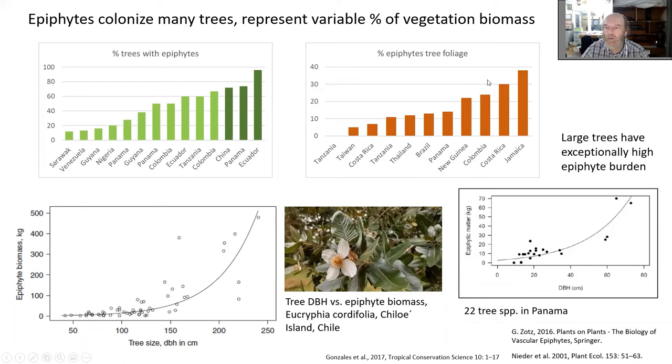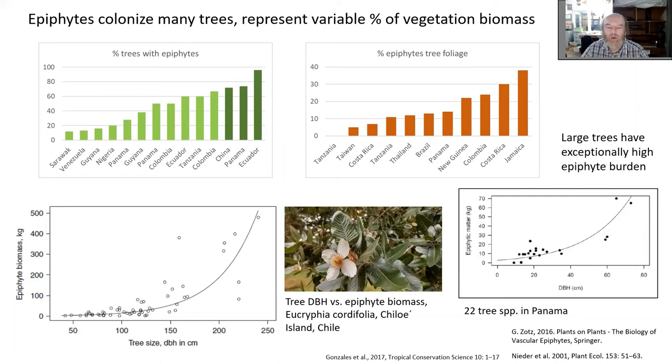Now, when we look at the individual tree size and then the epiphyte biomass on them, these are conspecific individual trees of Eucryphia cordifolia from Chile. You can see that there is a disproportionate increase in epiphytic biomass with tree size. So especially large trees are especially vulnerable to epiphytes.